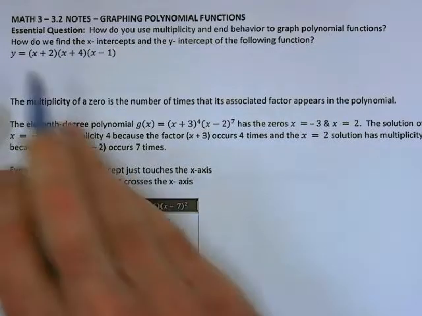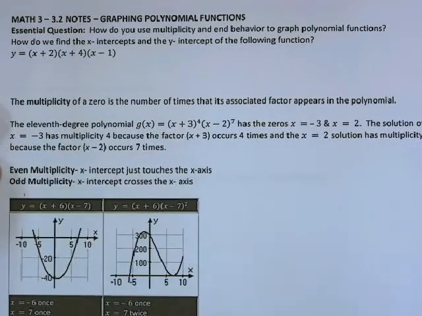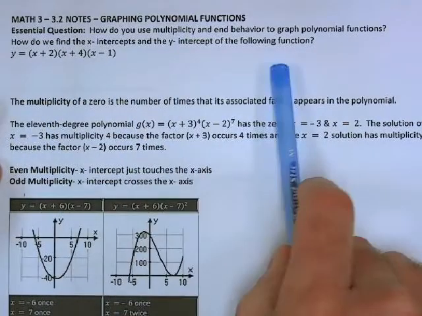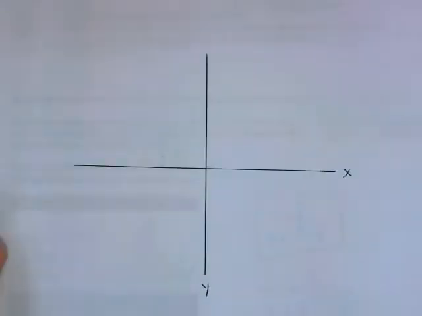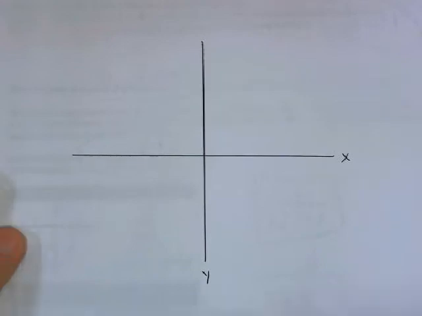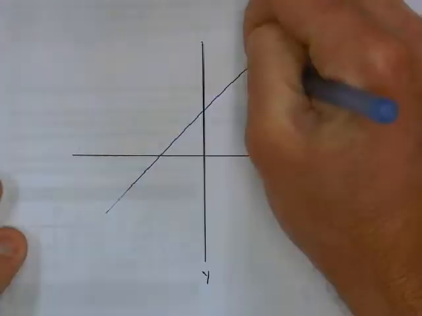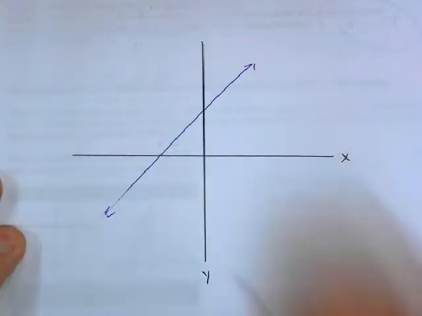Okay. So if we have a function like this, which is in factored form, which is nice, you'll see why in a minute. How do we find the x and y intercepts of the following function? That's something that's going to help us graph these things. Okay, well, first of all, if we have just a regular old function, let's say we have an x-axis and a y-axis here, and then I want to find the x and y intercepts of, let's say, a line here, just making it simple.